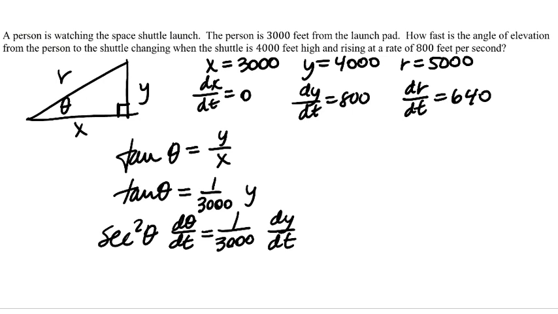All right, so I've got dy dt. That's going to be helpful. And I can figure out what secant of theta is. Okay, if x is 3,000 and r is 5,000, that means cosine of theta is 3/5, meaning that secant is 5/3.